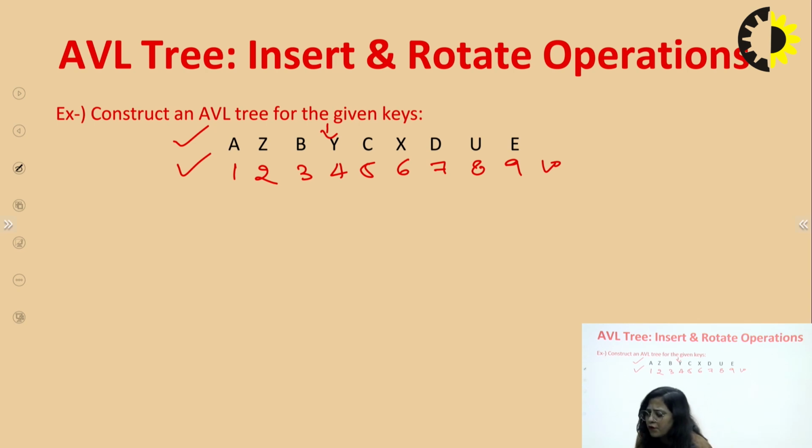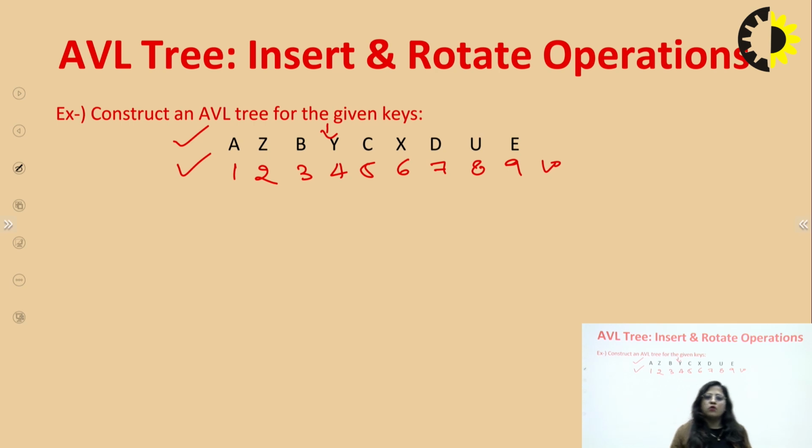An AVL tree also follows the BST property, and the BST property has two parts. The left side subtree has all elements always less than the root, and the right side always has elements greater than the root. So this is the main property of BST.